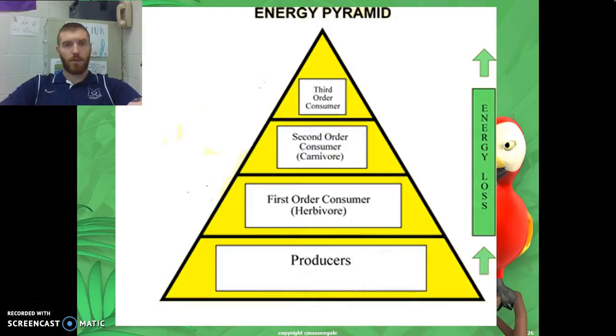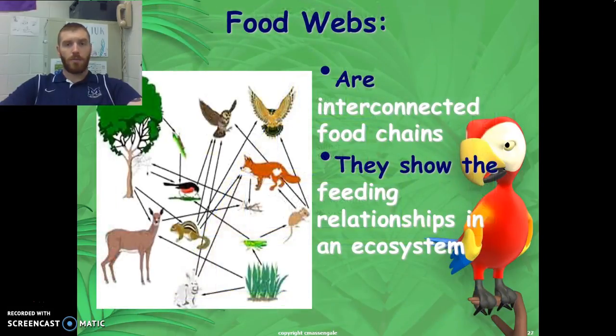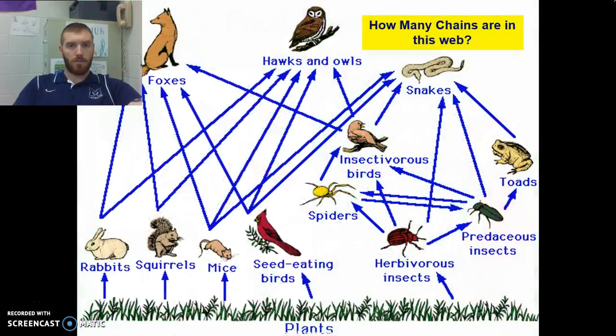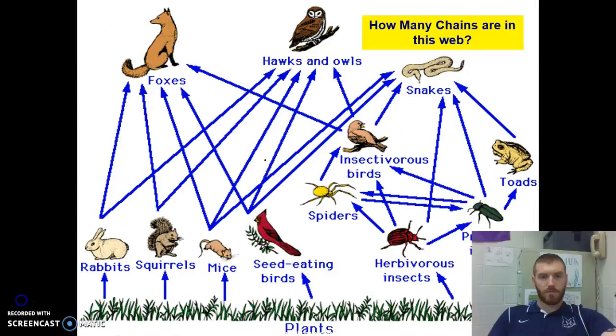Okay, once again, the energy pyramid here. And then food webs are interconnected food chains, and they show all of the feeding relationships in an ecosystem. Take a look here. You can see how many chains there are. There are several that you should be able to spot, most of them leading from arrows here. You can see, for example, grass to rabbit to fox, or grass to squirrel to fox, or grass to squirrel to hawk, or anything like that. Or, for a longer food chain, grass to herbivore to spider to bird to snake.